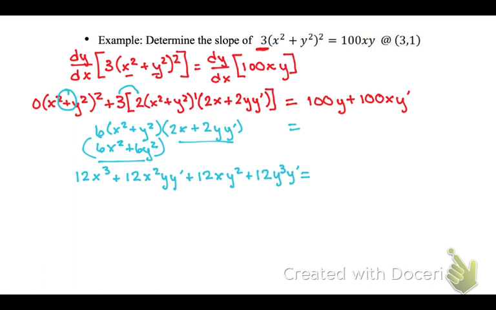Okay, so now it says move all the y primes to the left and everything else to the right. Right. So we're going to move that to the left. Let me switch colors here. Oops, I needed an eraser, not a marker. So we're going to move this to the left, and we're going to move this and this to the right.